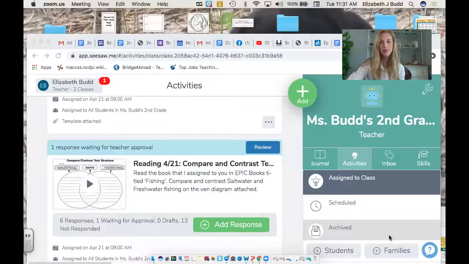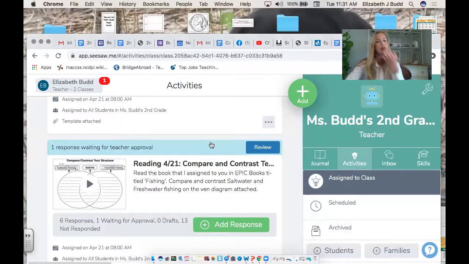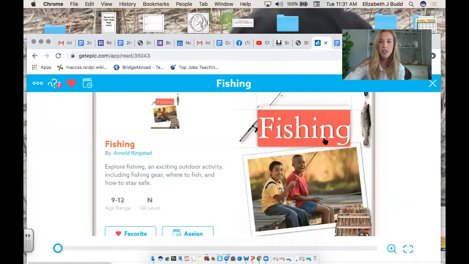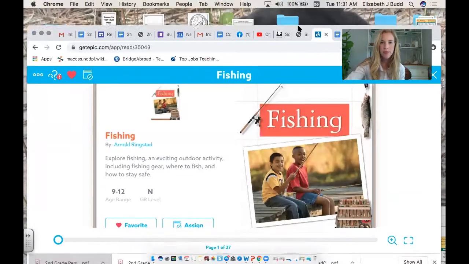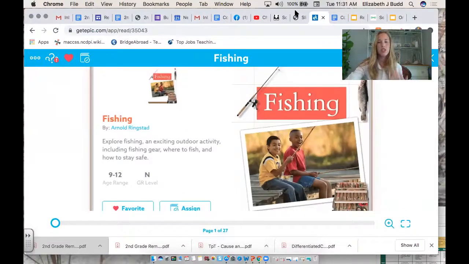All right, so I want to go ahead and show you your seesaw assignment for today. Let me go ahead and pull it up in our activities box and I'll share my screen with you. All right, so for your assignment today, I've actually assigned to you a book in Epic Books called Fishing, and it looks just like this. And it's all about fishing in saltwater and freshwater. So that means fishing in the ocean compared to like fishing in a pond or a river.